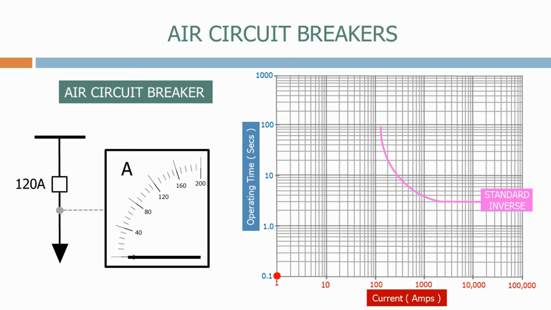In addition to the standard inverse curve, we have numerous others, including the very inverse curve, the extremely inverse curve, and the definite time characteristic, which obviously gives a defined operating time once the current reaches a certain magnitude. Again, all of these curves can have their settings altered to provide good discrimination with other devices. Let's now see how the definite time characteristic operates.